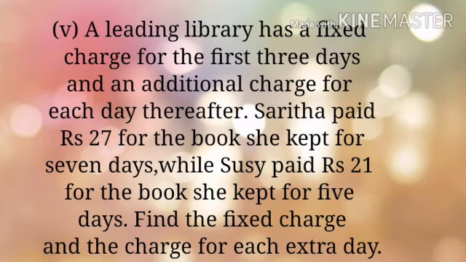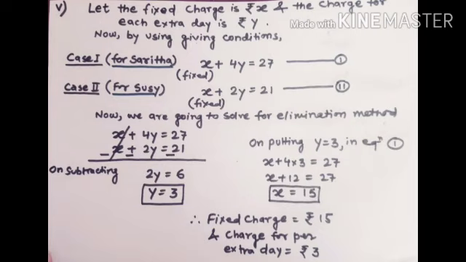Now we have the next word problem: a lending library has a fixed charge for the first 3 days and an additional charge for each day thereafter. Sarita paid rupees 27 for a book kept for 7 days, while Susie paid rupees 21 for the book she kept for 5 days. Find the fixed charge and the charge for each extra day. Let us consider the fixed charge for the first 3 days is rupees x and the charge for each extra day is rupees y after the fixed charge.